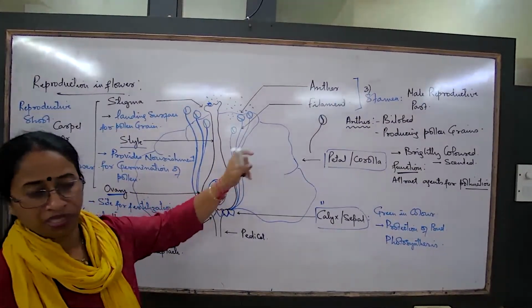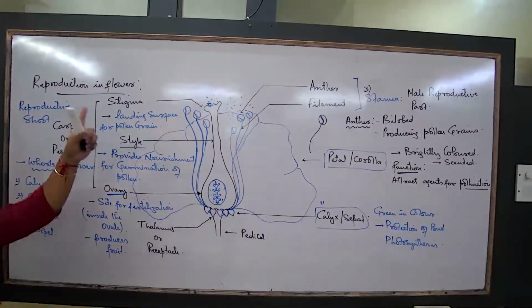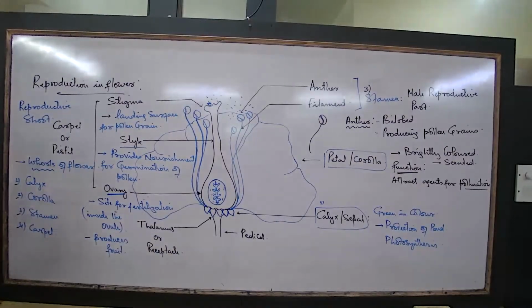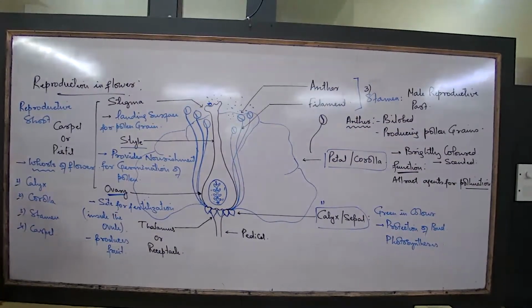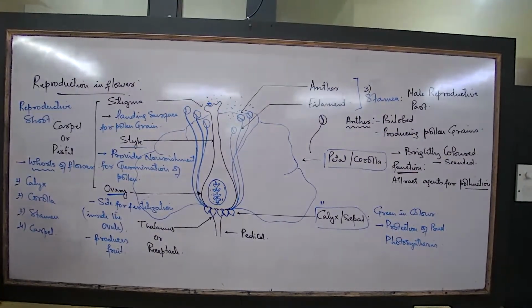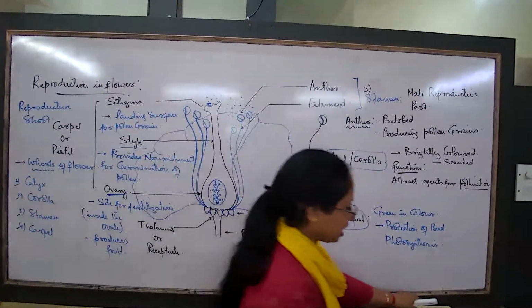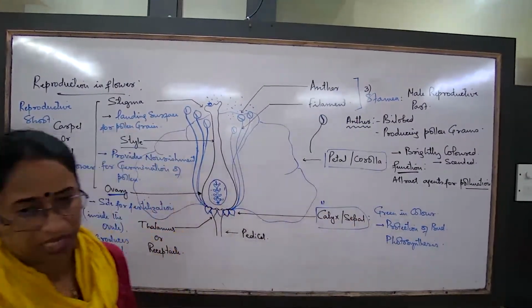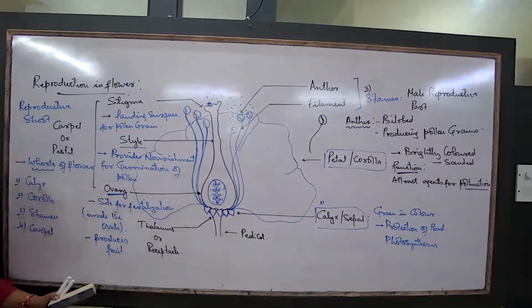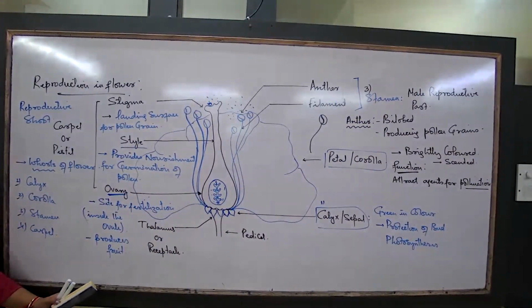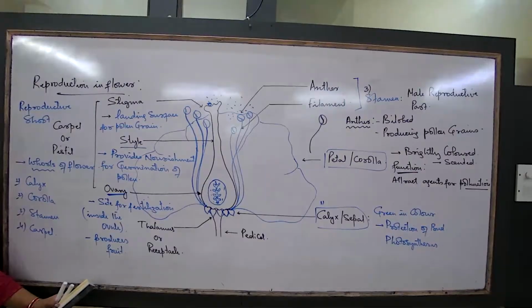Okay. Now the next part that we have to study, once you are aware about the parts and their functions, is how fertilization takes place. What is the method of fertilization in a plant? Now, plants which give rise to flowers, are you aware what these are? You will get this word at times in your question paper.